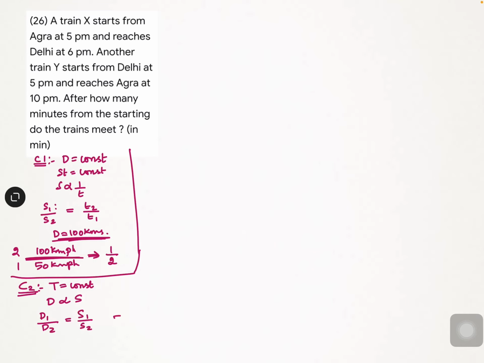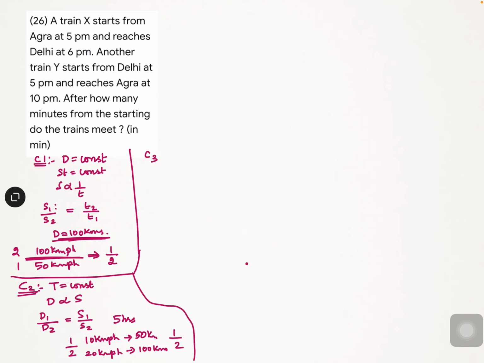So you are given 5 hours to travel. If you are going at a speed of 10 kilometers per hour and if you are going at a speed of 20 kilometers per hour, respectively you will be covering distances of 50 kilometers and 100 kilometers respectively. So here the speed is in the ratio of 1:2 and correspondingly the distance covered also will be in the ratio of 1:2. This is concept number 2.